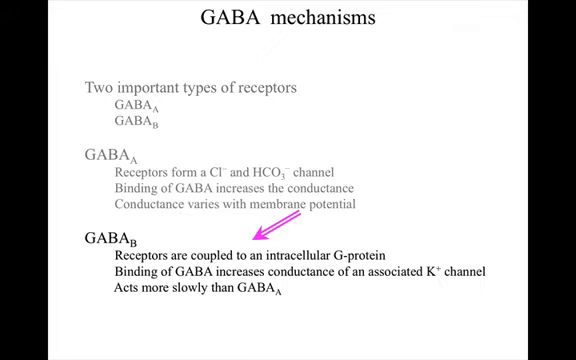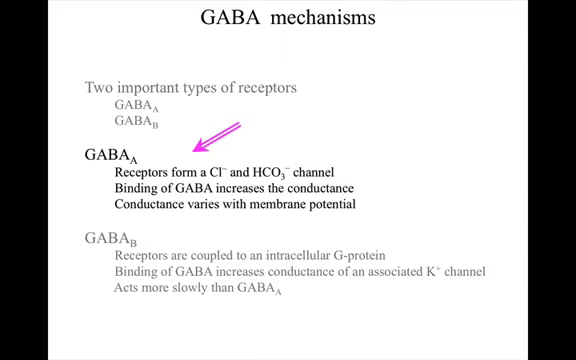The GABA-B receptor is a G protein receptor and inhibitory on a relatively longer time scale because it affects potassium channels. The GABA-A receptor is an ion channel, so it operates faster and is sometimes slightly excitatory.